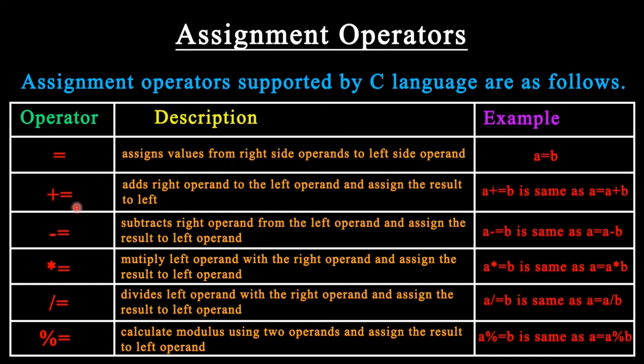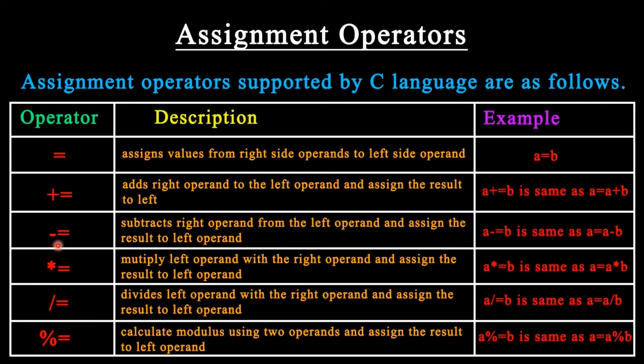Then our next operator is the plus equals sign. What this does is it adds the right operand to the left operand and assigns the result to the left. That means if I write A plus equals B, it is the same as writing A equals A plus B. So instead of writing A equals A plus B, you can use this operator, plus equals, and write A plus equals B. This will improve the efficiency of our program and reduce the repetition of our code.